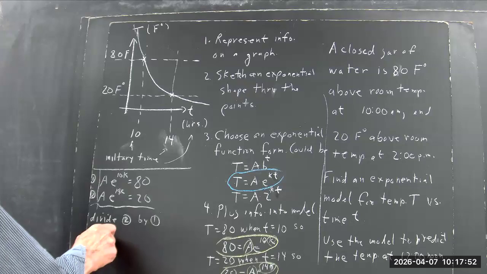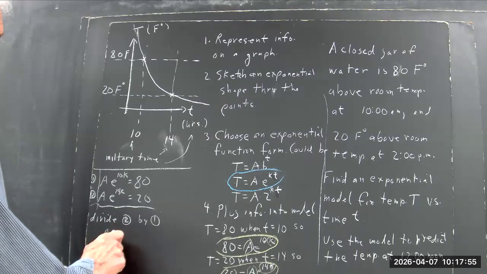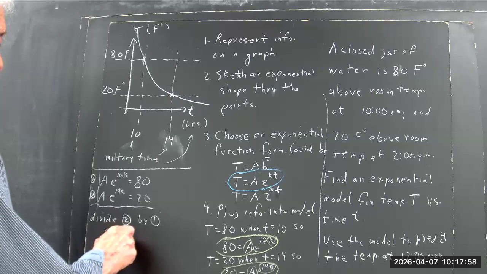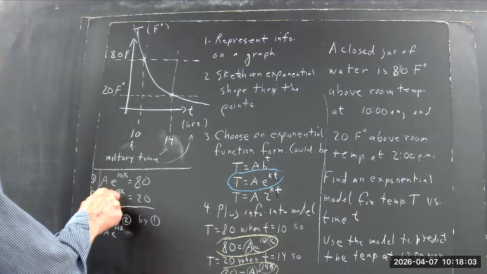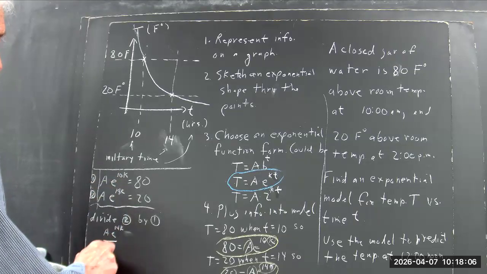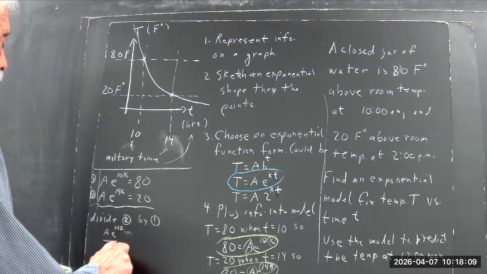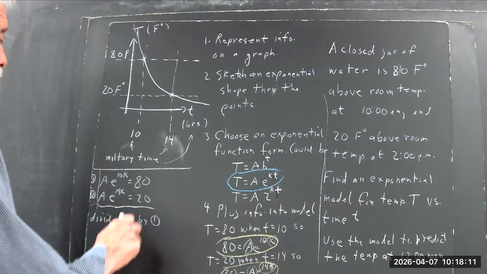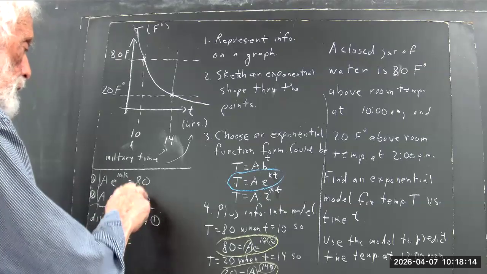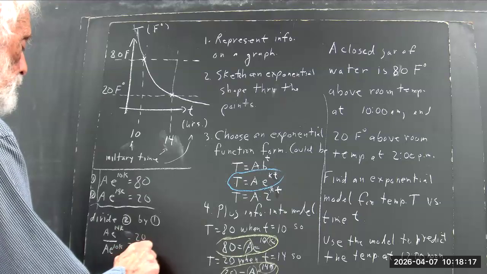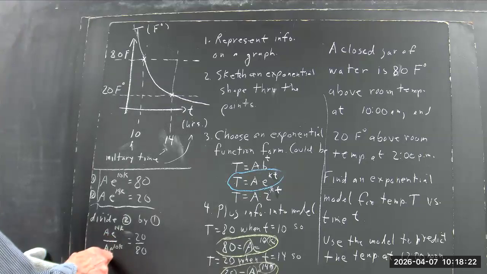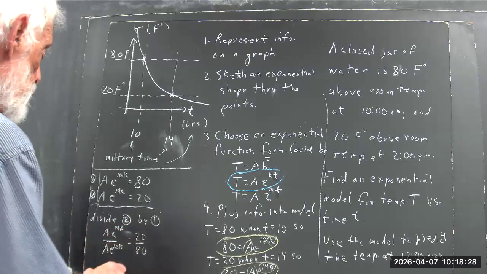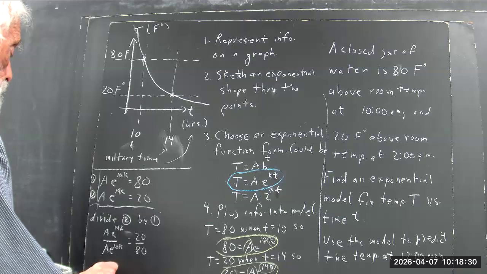When we divide the second by the first, we have a e to the 14k, the left-hand side of the second equation, divided by a e to the 10k. That's going to equal the right-hand side of the second equation divided by the right-hand side of the first. And if we divide this out, the a divided by a just gives us 1. e to the 14k divided by e to the 10k is e to the 4k.